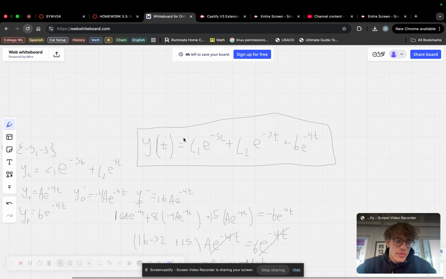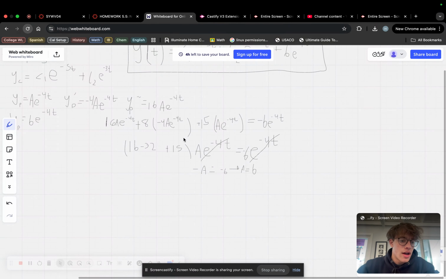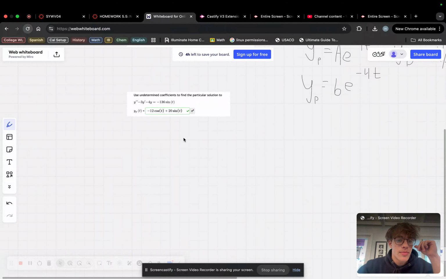All right, now problem 2. For this second problem, it's also non-homogeneous, doesn't equal 0. We're going to use undetermined coefficients. That's what it instructs us to. Again, I have the answer here.